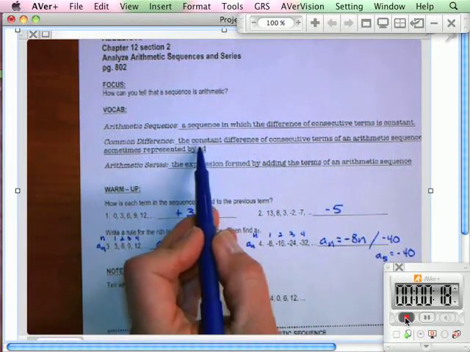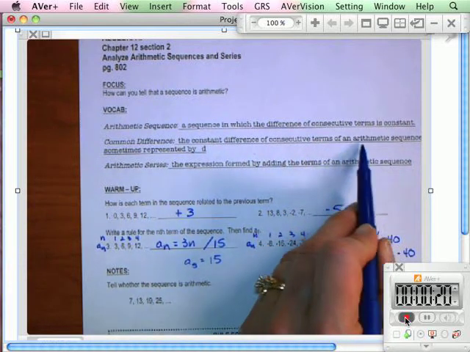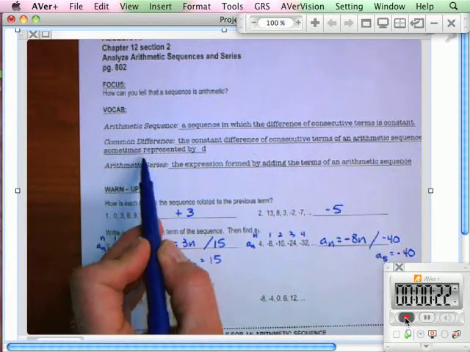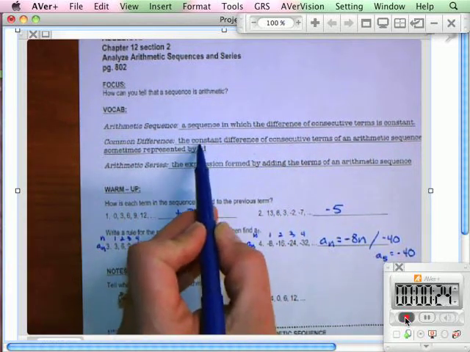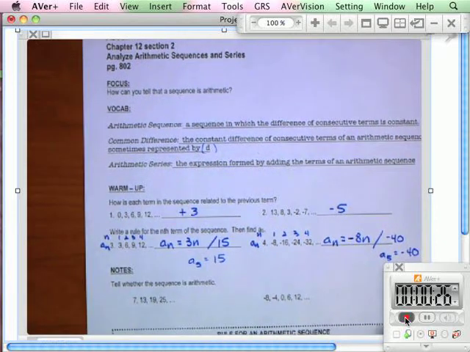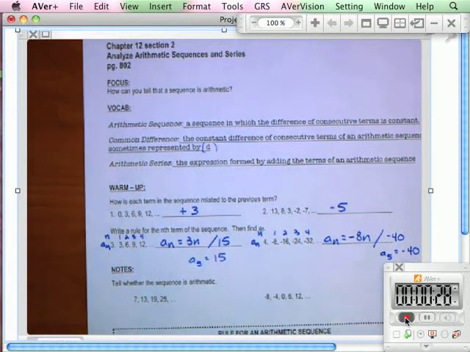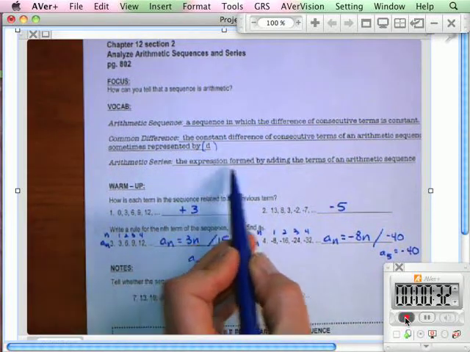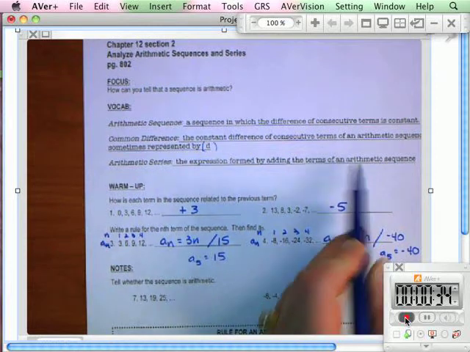The constant difference of consecutive terms of an arithmetic sequence is usually represented by D. So you know, the difference is represented by D. A series is the expression formed by adding the terms of an arithmetic sequence.